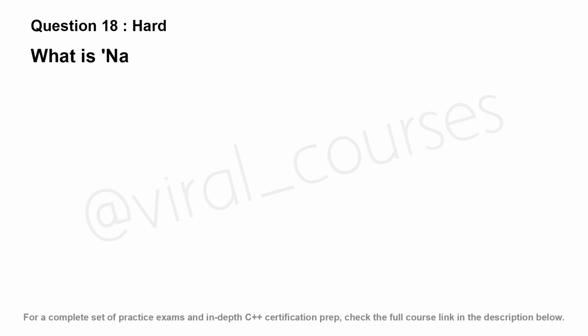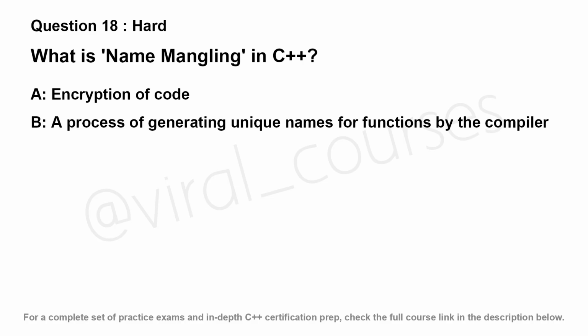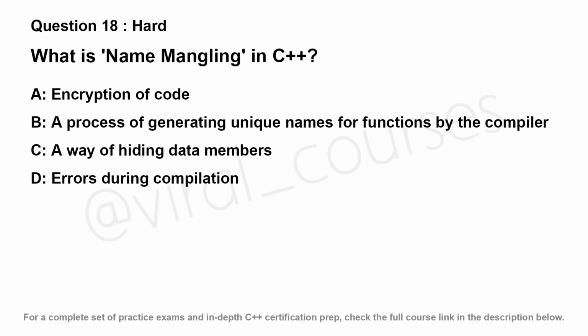What is name mangling in C++? Option A, encryption of code. Option B, a process of generating unique names for functions by the compiler. Option C, a way of hiding data members. Option D, errors during compilation.